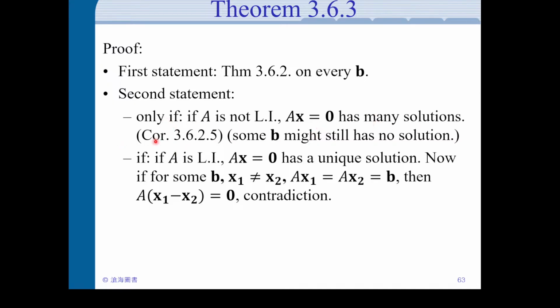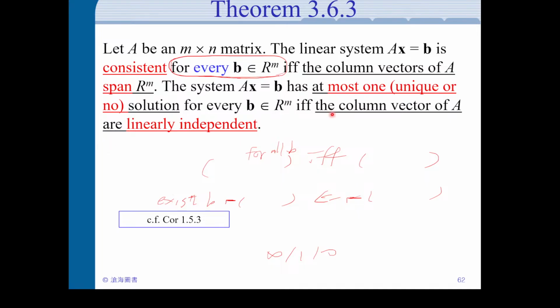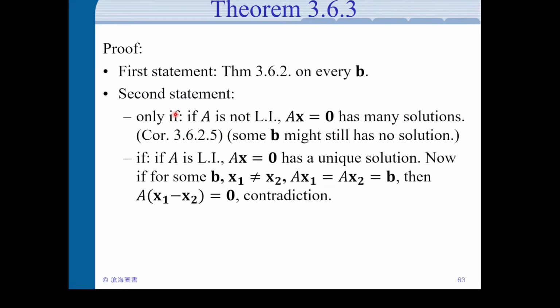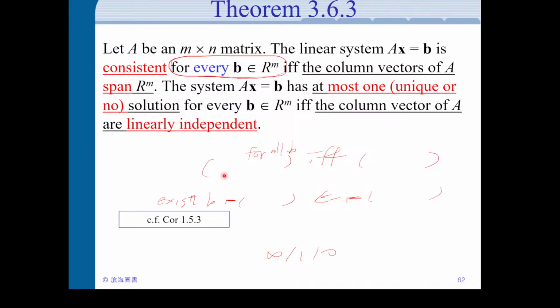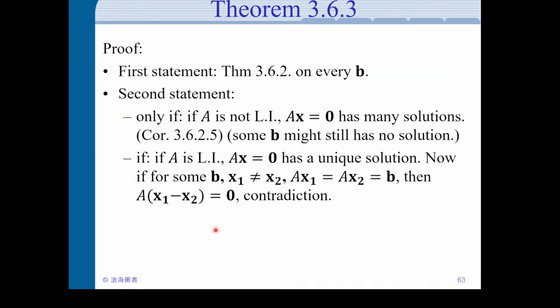And this follows from our previous corollary, which we already proved. This is 3.6.2.5: if it's not LI, Ax equals 0 will have many solutions. So the only if direction is satisfied. If this statement is not true, then this statement is not true. And in particular, this here is an example of this part.